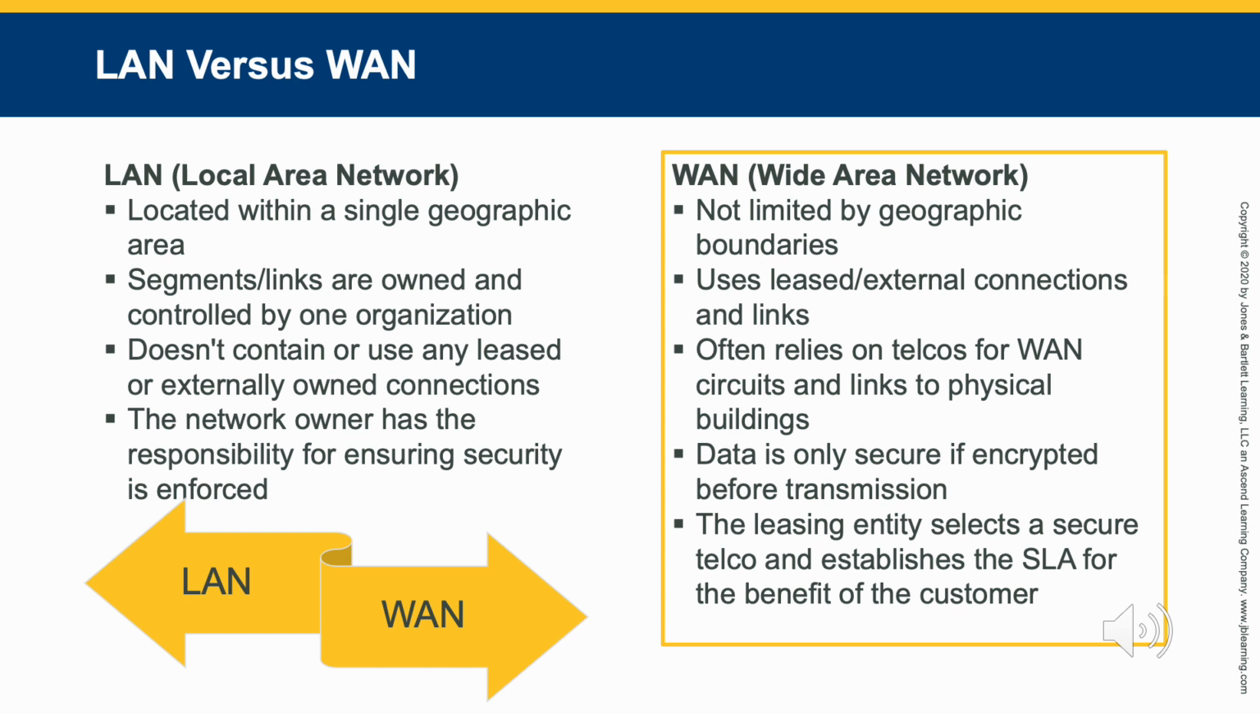Wide area networks, or WANs, are not limited by geographical boundary. They use leased or external connections and links, and often rely on telcos for WAN circuits and links to physical buildings. Data is only secure if encrypted before transmission. The leasing entity selects a secure telco and establishes an SLA for the benefit of the customer.